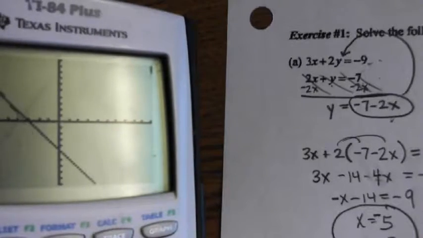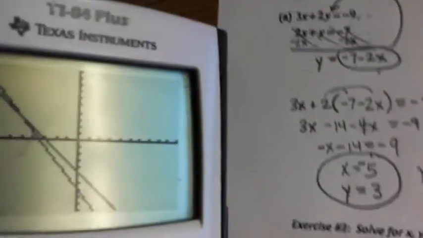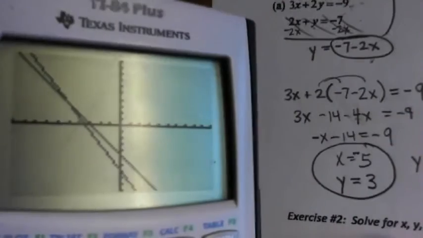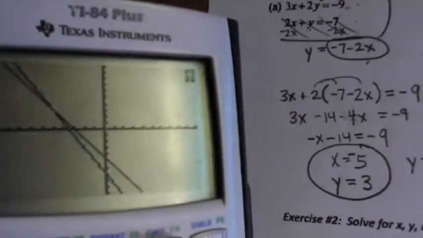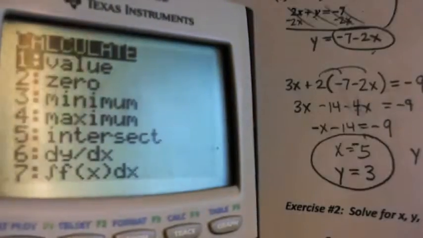And guess what? They cross right around there. Now, on the graph, it's hard to see exactly where that is. But again, we have a favorite menu, second trace. Second trace, which option makes sense for what I'm looking for?